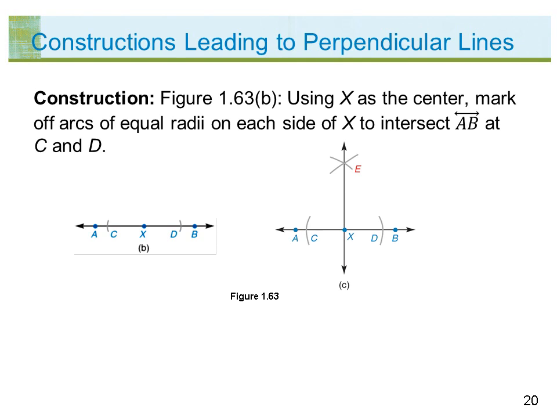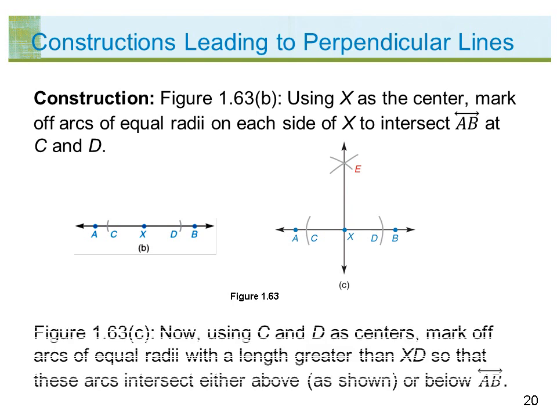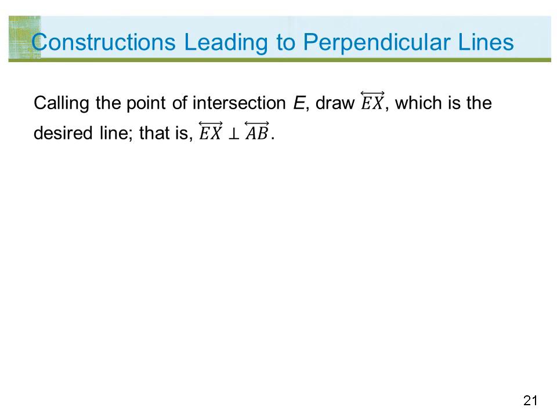Construction. Figure 1.63b. Using X as the center, mark off arcs of equal radii on each side of point X to intersect line AB at points C and D. Figure 1.63c. Now, using points C and D as centers, mark off arcs of equal radii with a length greater than length XD so that these arcs intersect either above, as shown, or below line AB. Calling the point of intersection E, draw line EX, which is the desired line. That is, line EX is perpendicular to line AB.